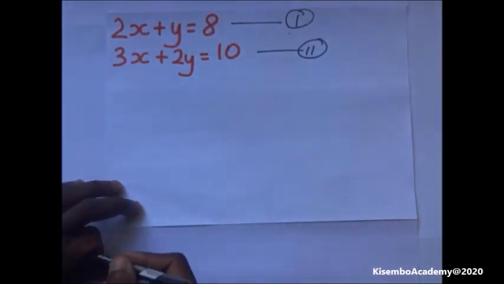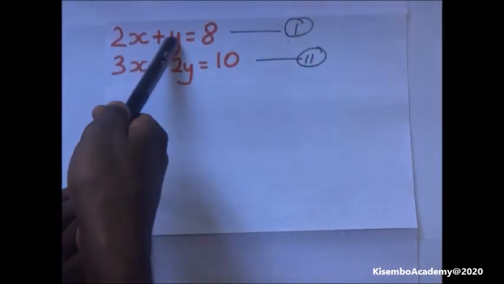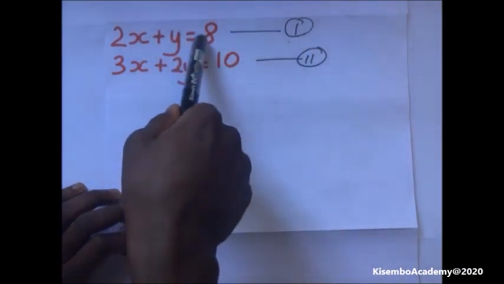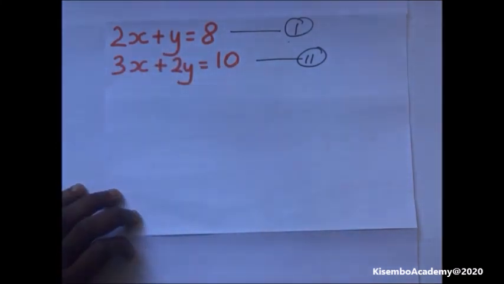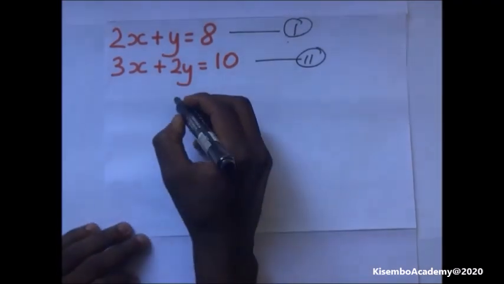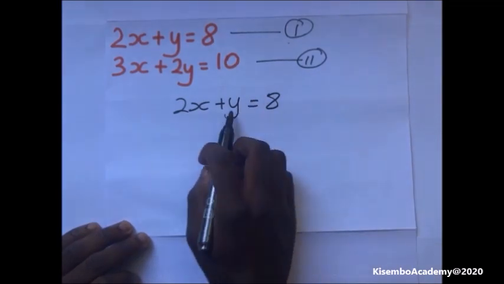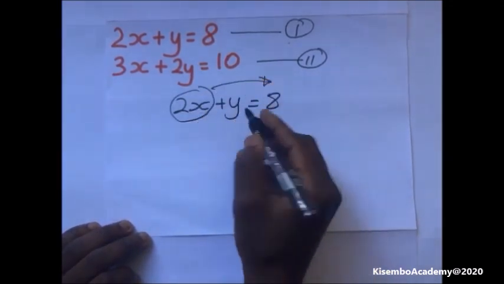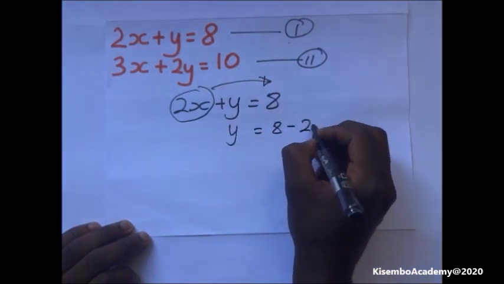So what we shall do for this case, let us look at equation 1. We make y the subject of the formula. When we make y the subject of the formula in equation 1, then we substitute that value of y in the second equation, and then we shall proceed and find the values. So let's get equation 1. Our equation 1 is 2x plus y is equal to 8. When we make y the subject of the formula, this 2x crosses and comes this way, so it becomes y is equal to 8 minus 2x.